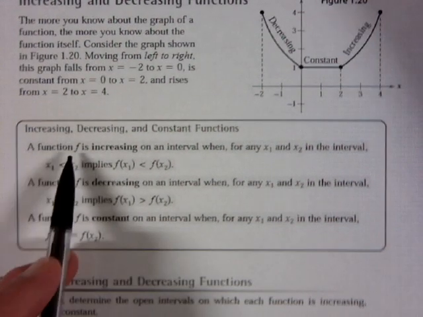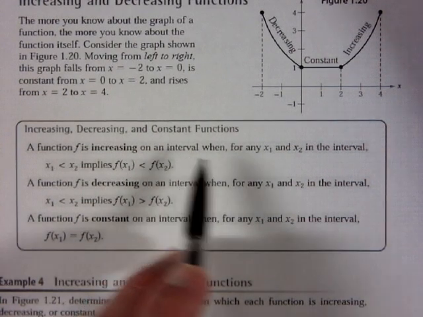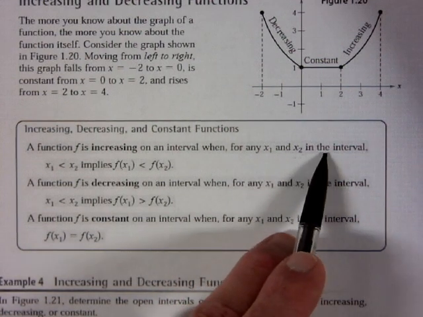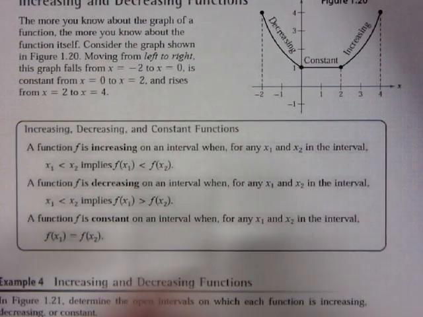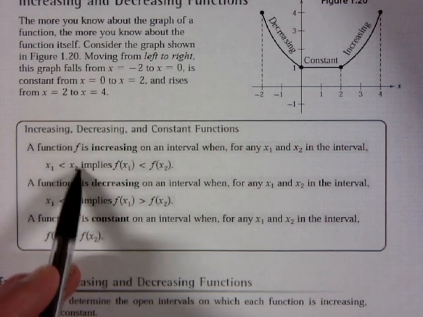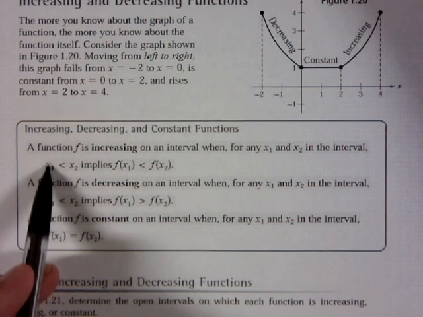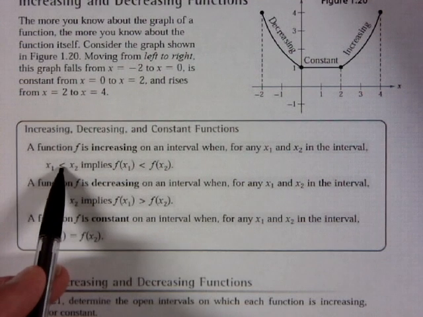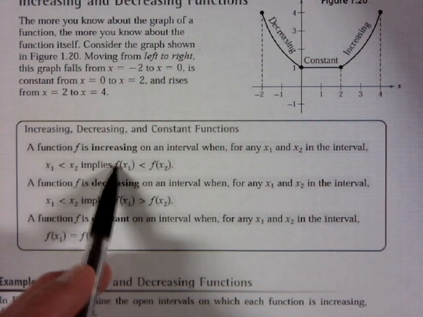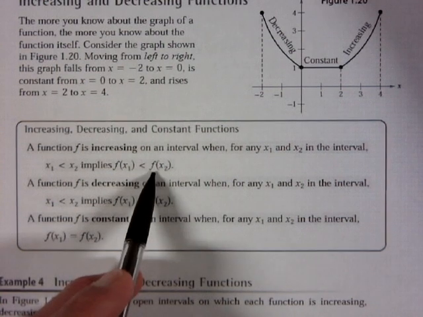So it says a function f, all right, so f is the function. It's increasing on an interval when, for any x sub 1 and x sub 2 in the interval, if x sub 1 is less than x sub 2, so in other words, the first point that we pick on the graph is less than the second point that we pick on the graph, that implies that f of x sub 1 is also less than f of x sub 2.